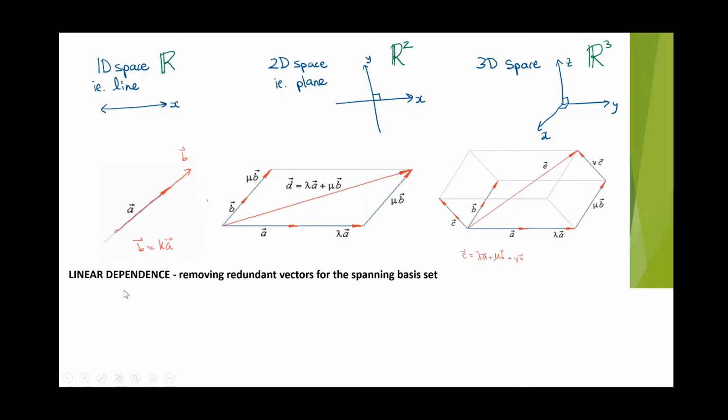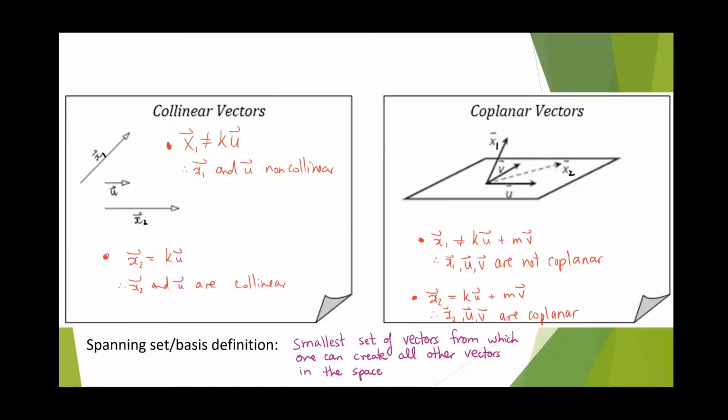Let's talk about linear dependence and independence. It's going to be involving the following. We're going to be removing redundant vectors from the spanning set to create a basis for the space. So let's review. Basis definition is the smallest set of vectors from which one can create all other vectors in the space.